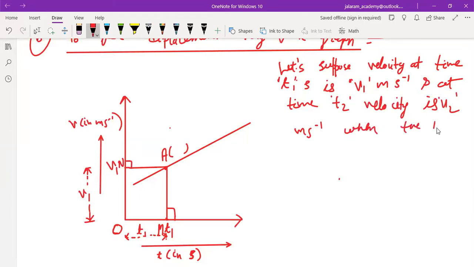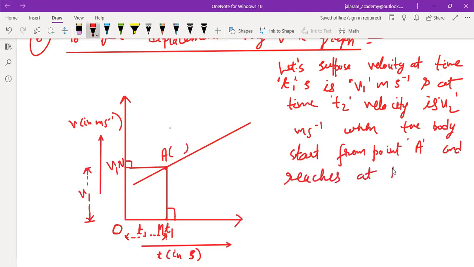When the body starts from point A and reaches B, the distance OM, clearly, distance OM means the distance of point M from the origin along x-axis, is T1 unit.